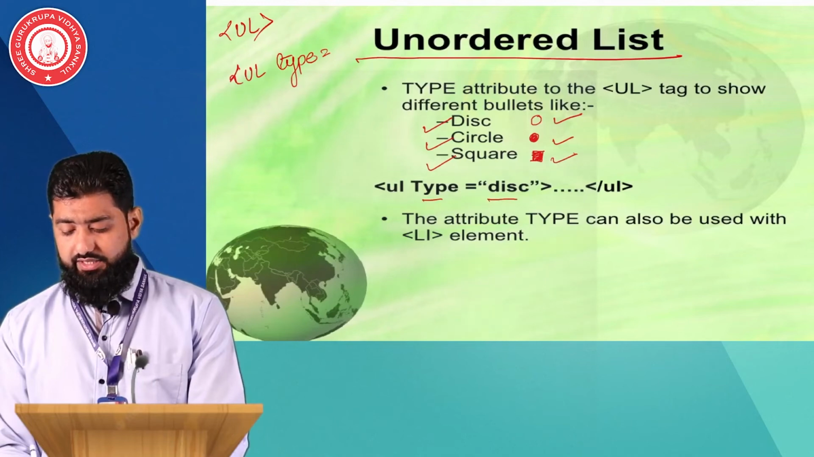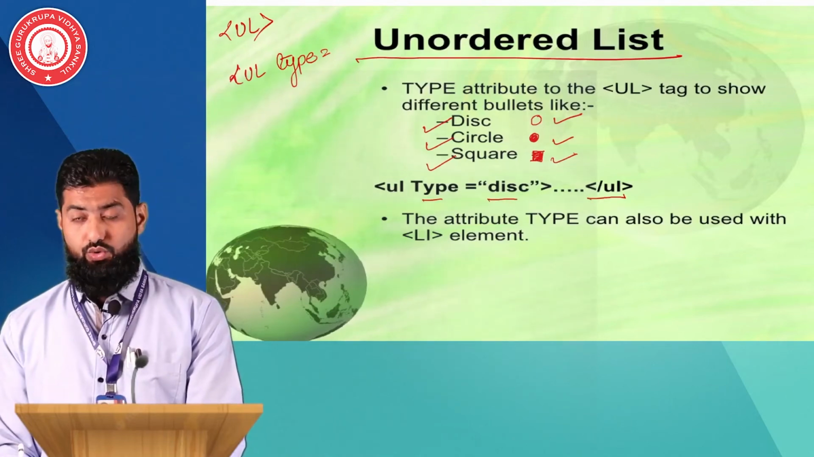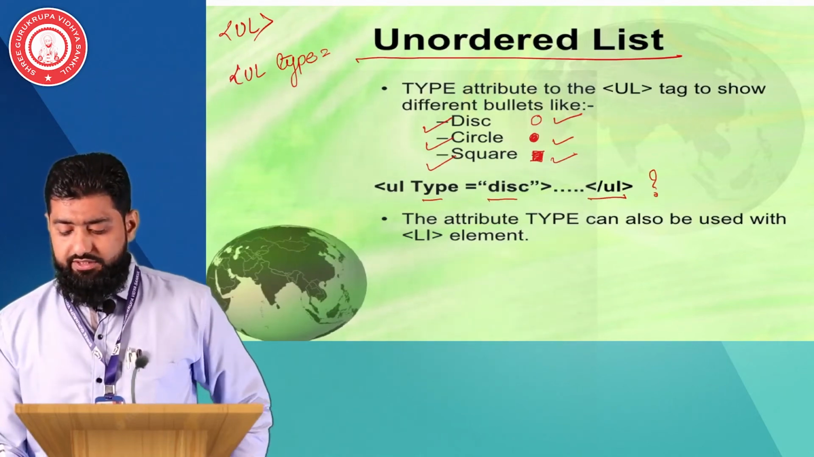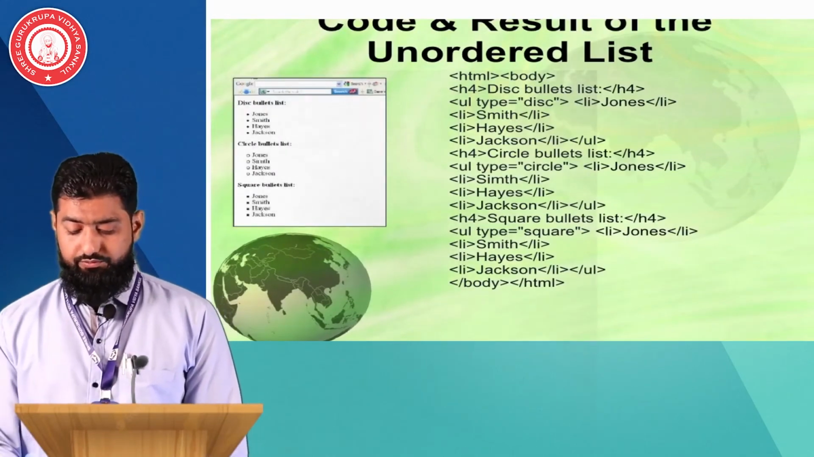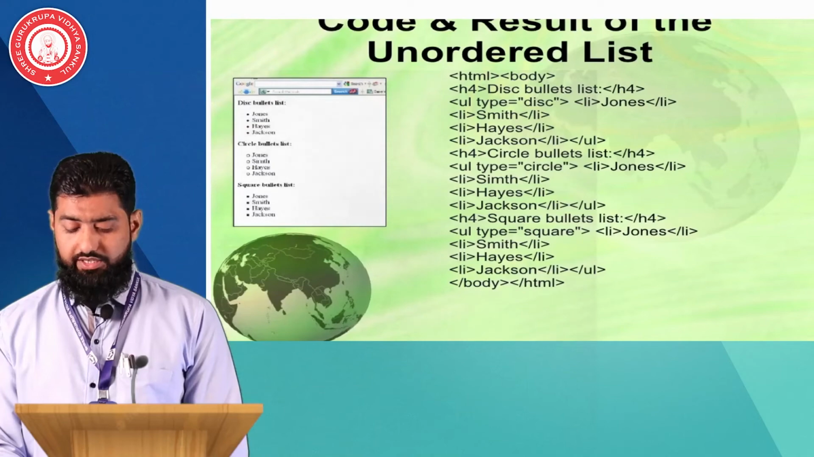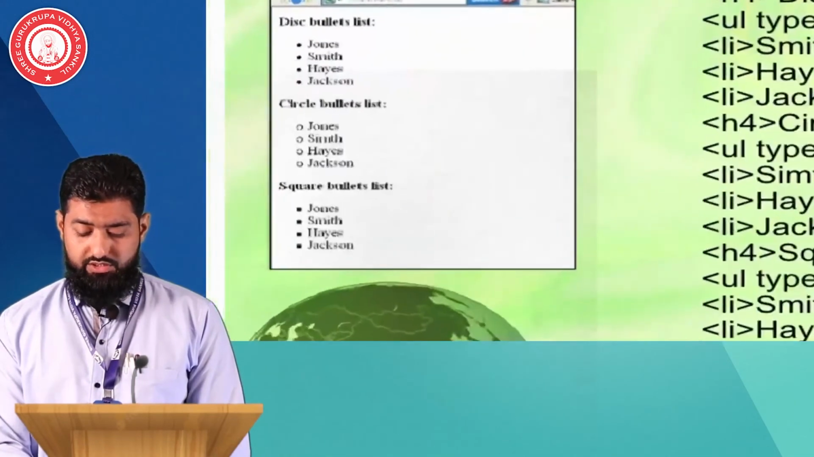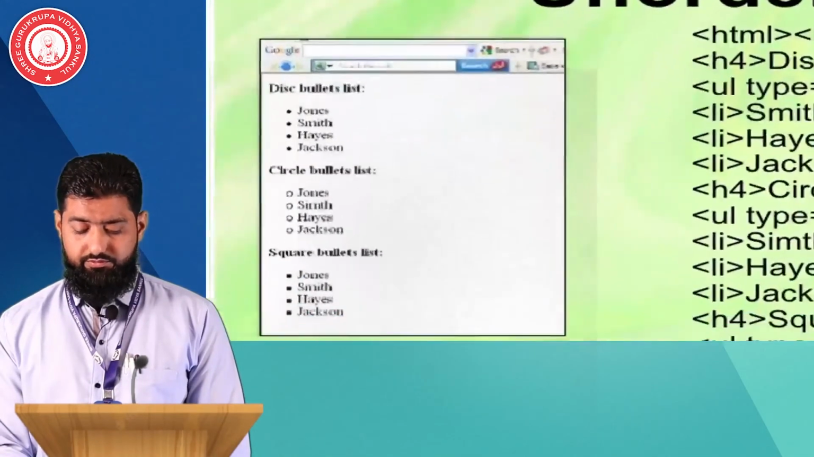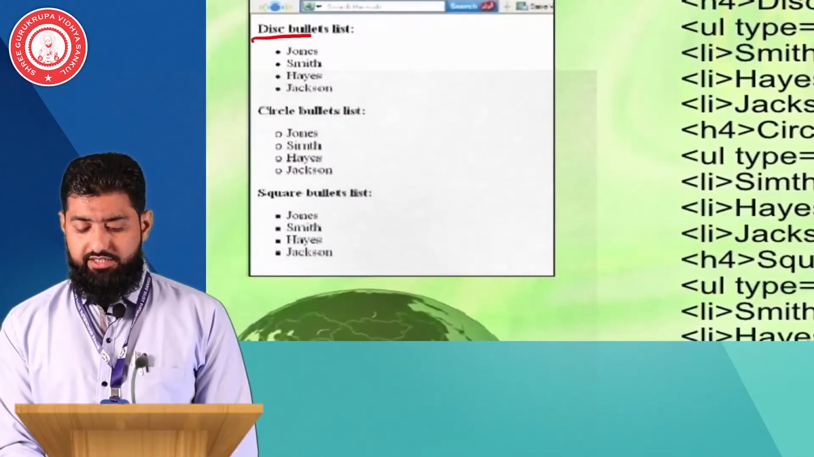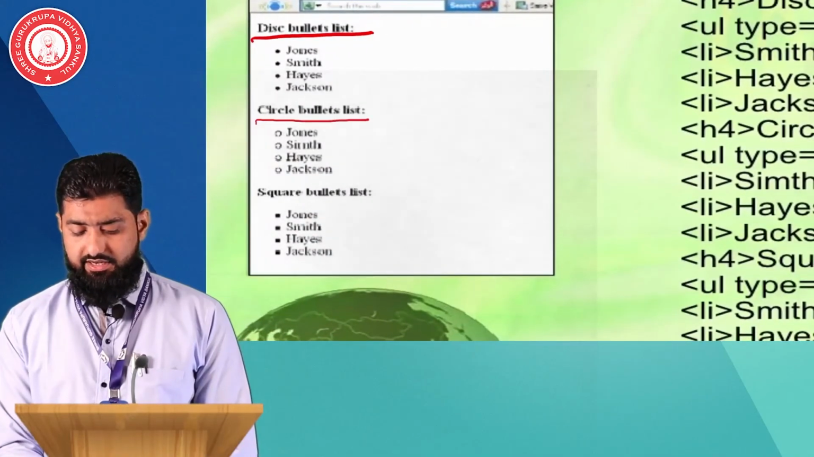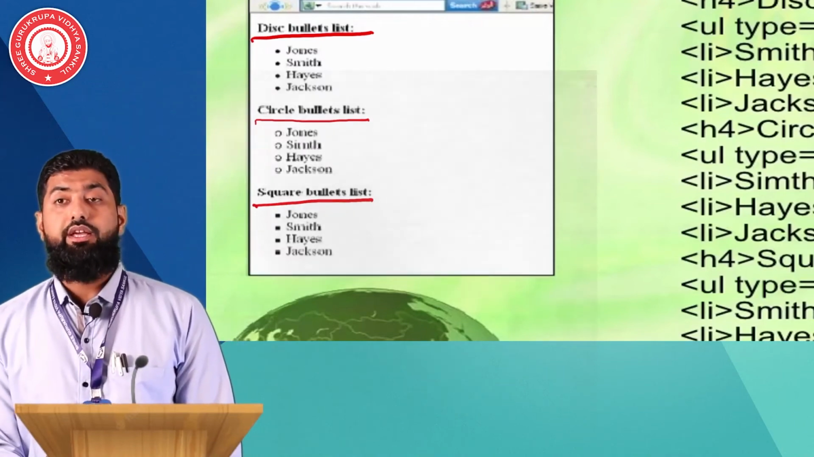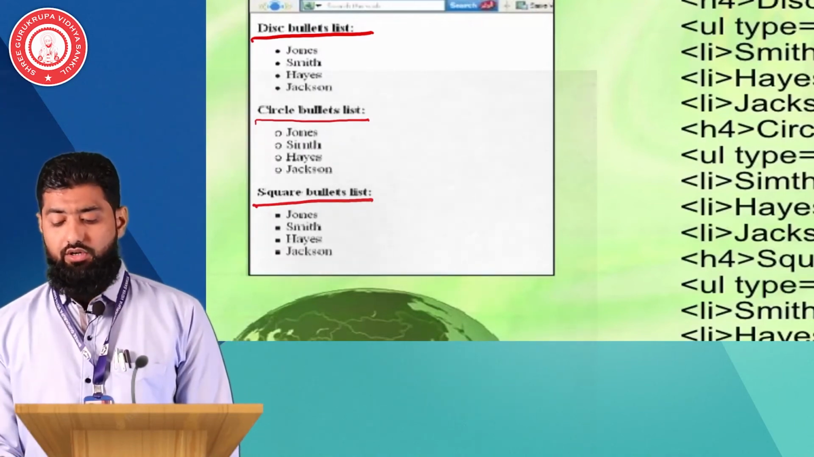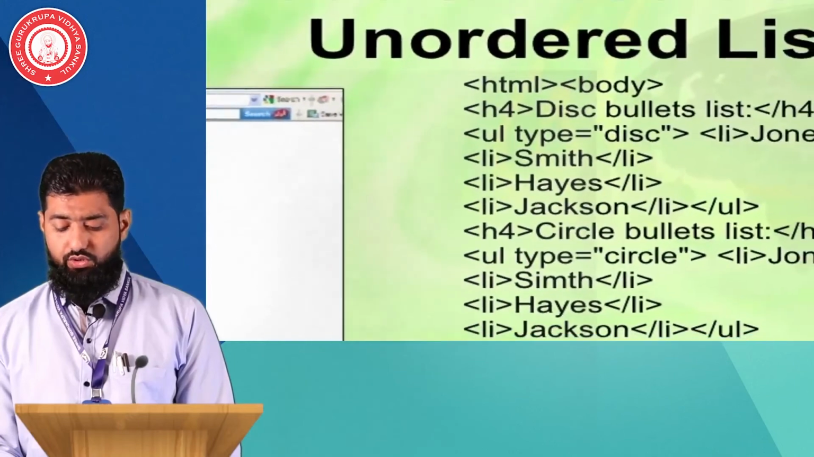Type is equal to disk and UL close. Why do we close this UL? What does it mean? Let me comment. Next, just look at this example. These are the disk bullets, these are circle bullets, and these are square bullets. You can make this as per your requirement. Just go through this code.